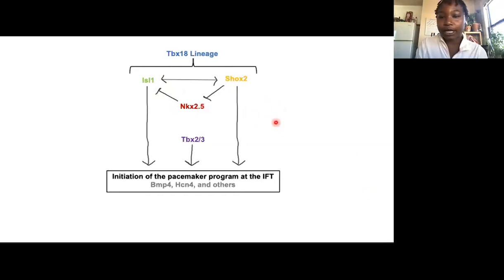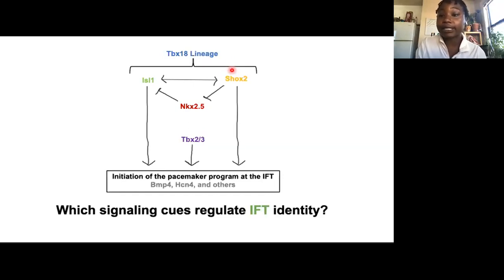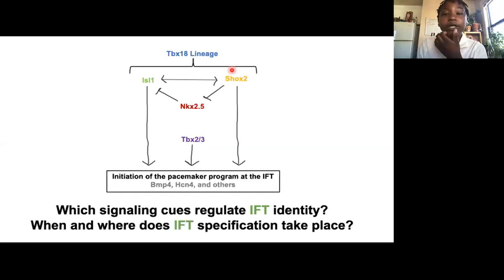The upstream gene regulatory network includes the transcription factor TBX18. TBX18 has been found to be necessary for the proper development of the inflow tract, but it's not sufficient on its own to specify the inflow tract's fate in cardiac progenitor cells. So the question becomes, what are the genes and signaling mechanisms required upstream of TBX18 to regulate inflow tract development? And secondly, when and where are cardiac progenitors specified to become inflow tract cells? Recent studies across the field have begun addressing these open questions.